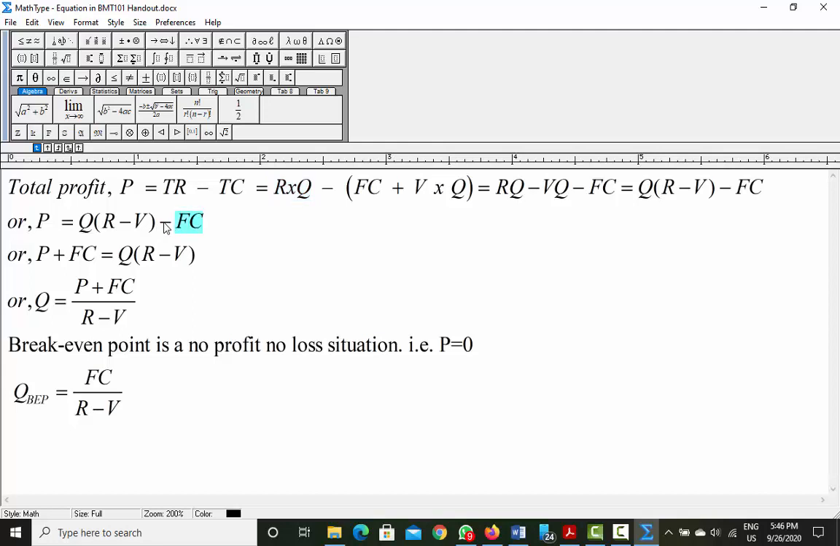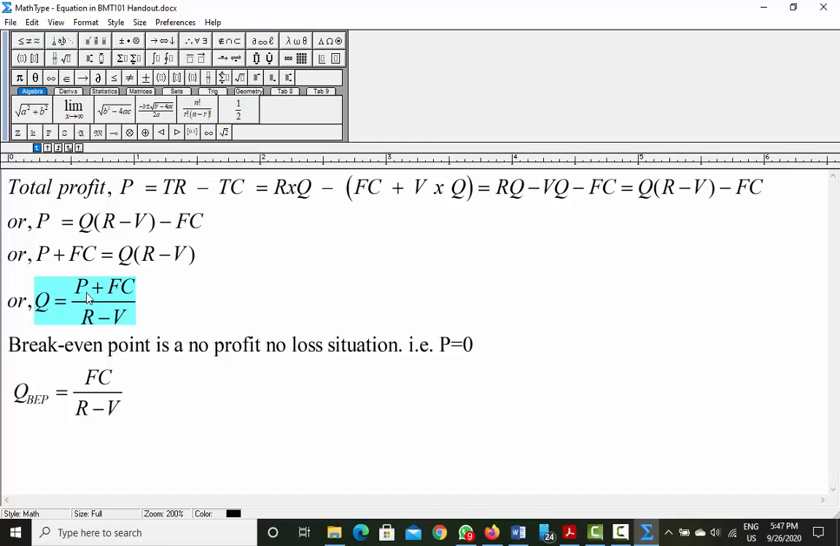Right. So if you bring this fixed cost to the left hand side, we will get P plus fixed cost. That means profit plus fixed cost is equal to quantity, bracket R minus V. So Q will be equal to what? If you move this to the left hand side, it will be in the lower part of the fraction, that means it will go into the denominator. So we will have P plus FC divided by R minus V. So that is the formula for quantity, or formula for output.